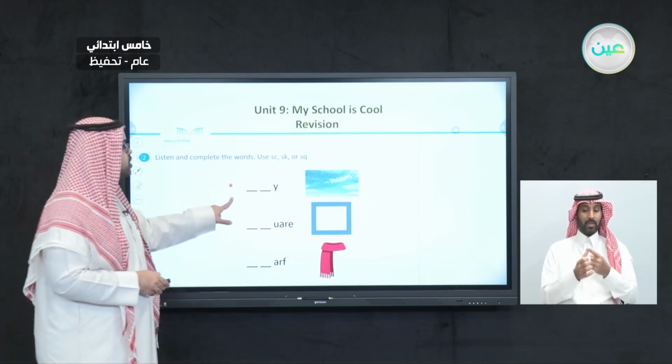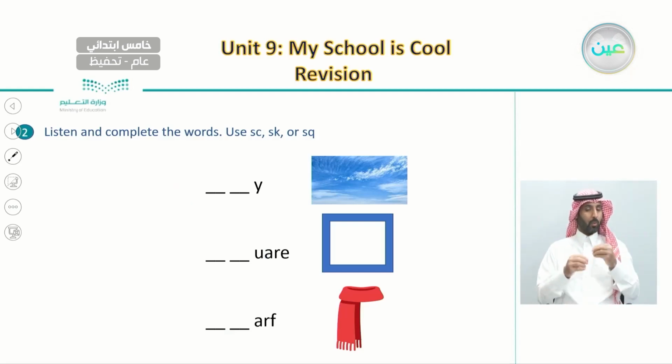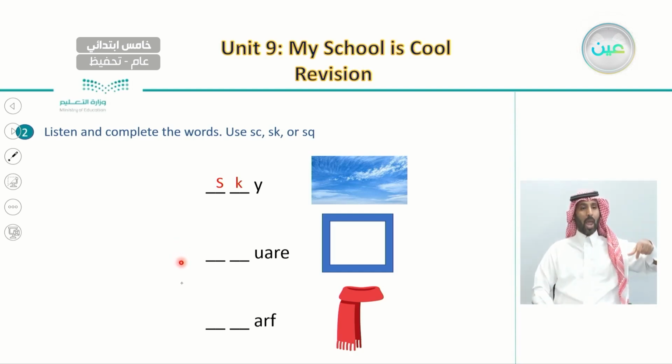The first picture here is sky. Sky. So what do you think we should fill in this word with? We should fill it in with S and K. Sky. Now let us move on to the second one. Here the second word is square. Square. Now what do you think we should fill in this word with? Here we should fill it in with S and Q. Square.